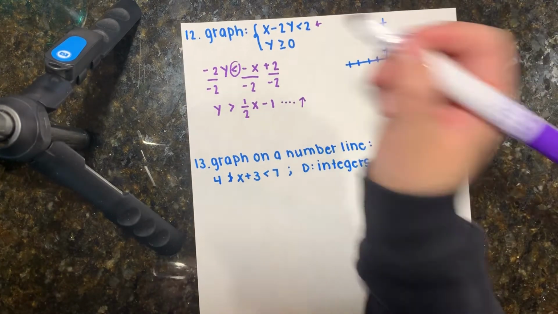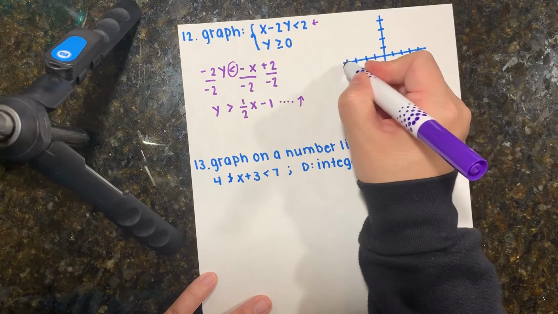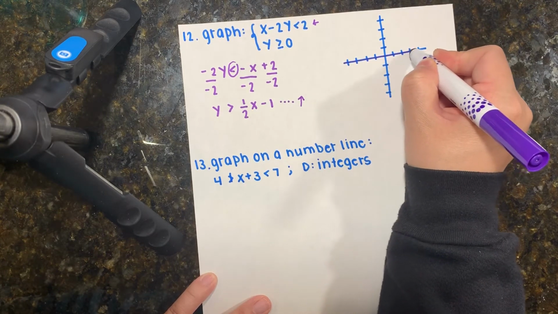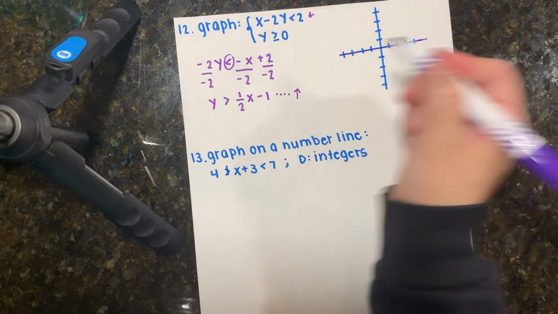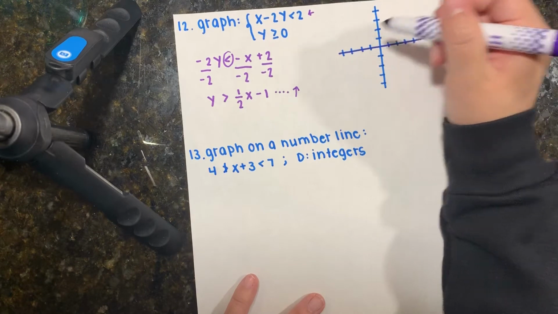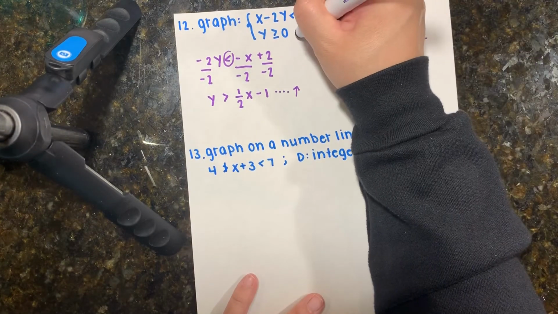Now for the second line, y is equal to 0 just means that this is going to be our line right here. It will be a horizontal line through 0. So this right here is our y is greater than 0. And greater than will mean that it's everything above that line.